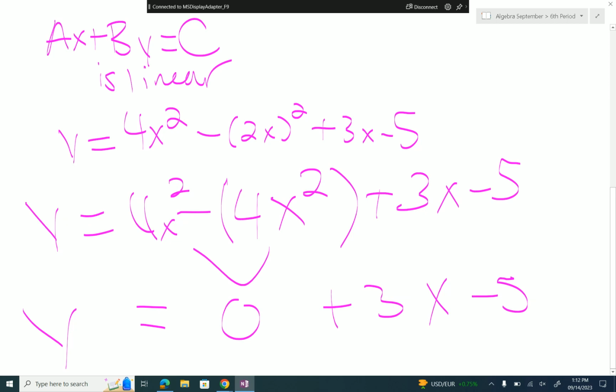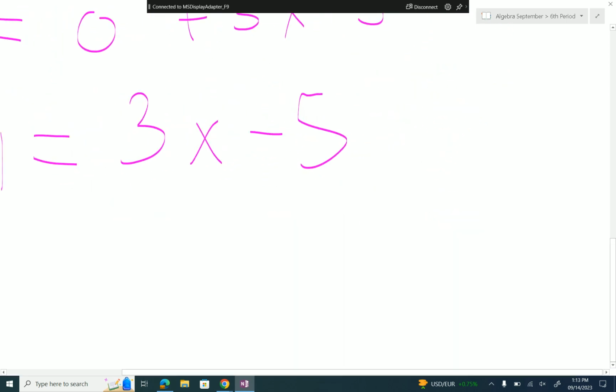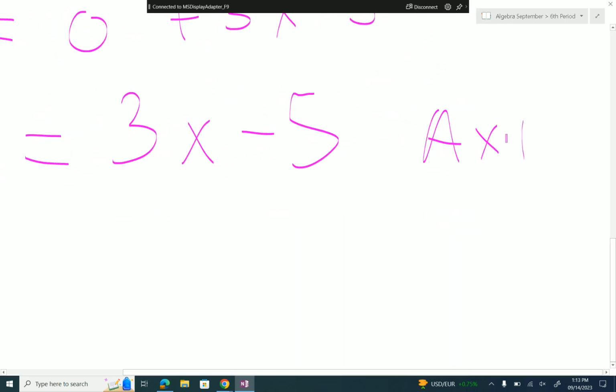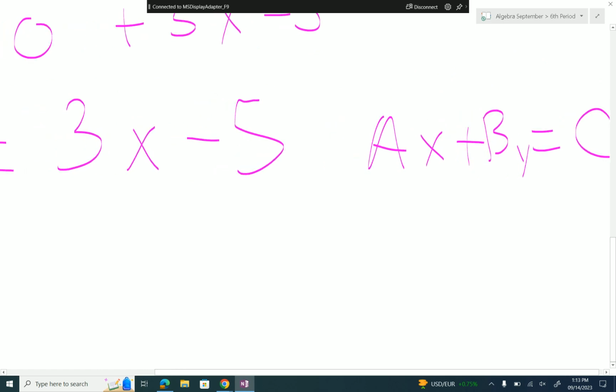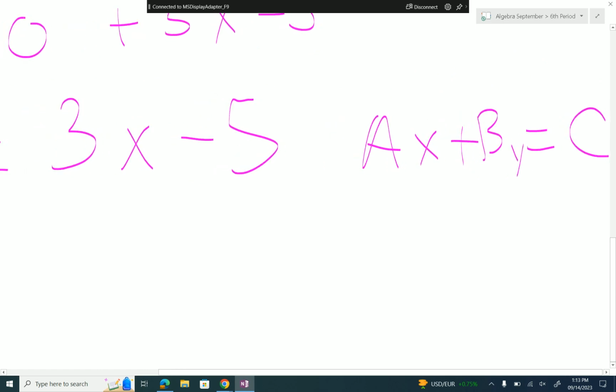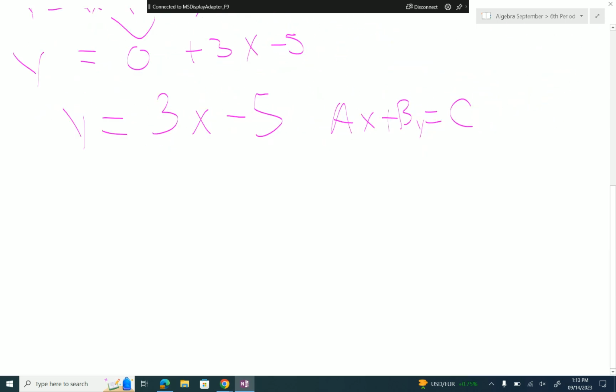Everybody with me so far? Okay. So I'm just going to write this without the 0 because that doesn't change anything. So my goal in this was to see if I could write it in this form, right? I want to see if I can write it in the form a number times x plus a number times y equals another number. So how can I start to make this happen? Get x and y on one side and keep my constant on the other. What should I do?